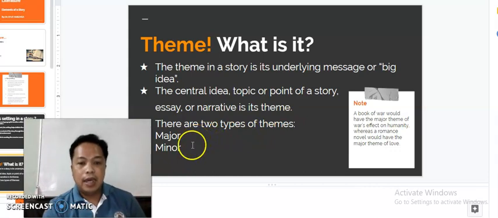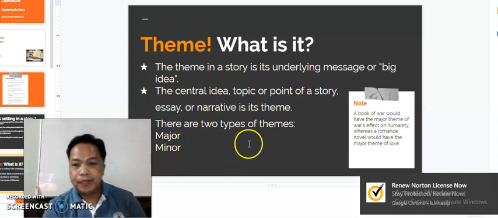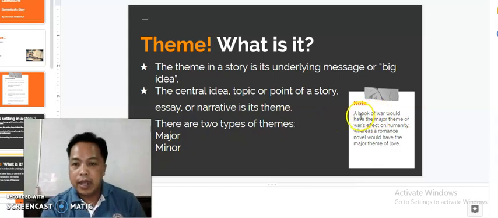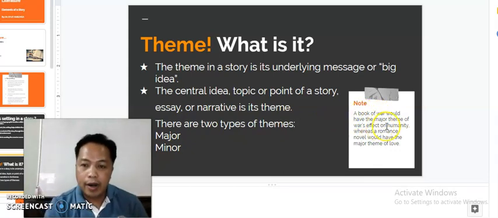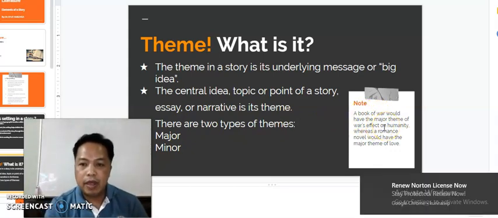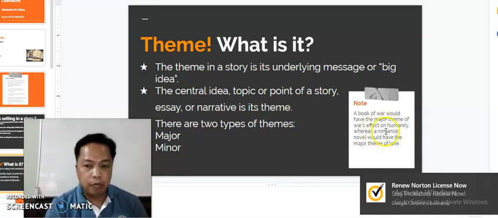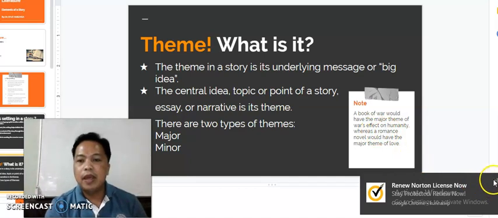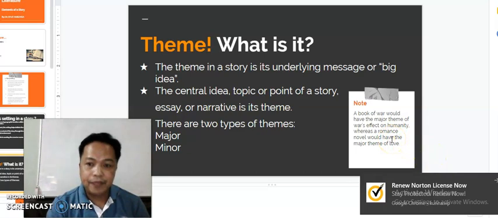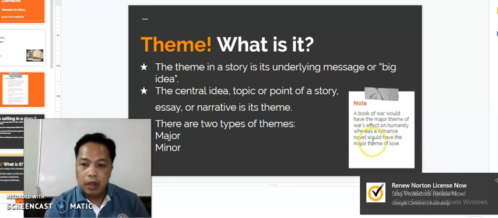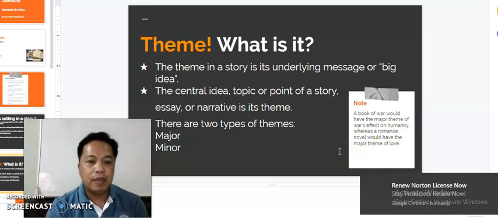Take a note. A book of war would have the major theme of war's effect on humanity, whereas a romance novel would have the major theme of love. So this is about theme. To the next slide.